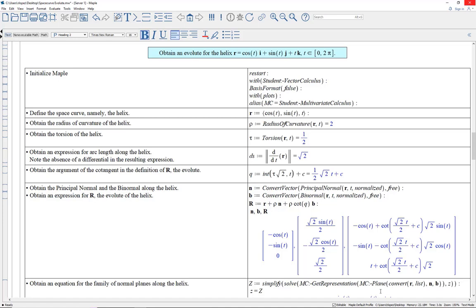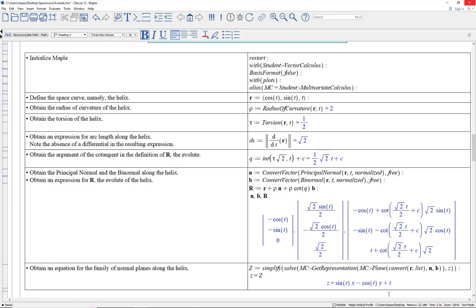Maple computes the plane. To get the equation of that plane, you hit it with a get representation command. And then I solve it for the variable z, and I call that resulting expression big Z. And so here's the equation of the normal plane. Z equals this stuff: sine t x minus cos t y.